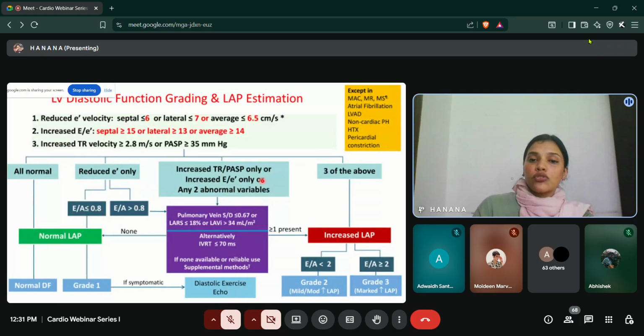And the third case is the patient has an increased TR velocity and PASP, or increased E by E dash velocity, or any two, either of two abnormal values from this. Okay, any two is accepted, and one is rejected. Okay, now in that case we have to look for three more criteria.